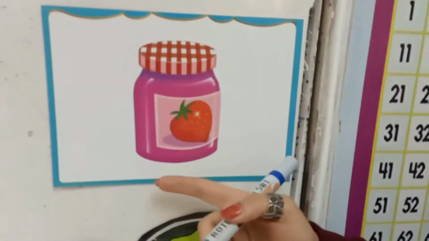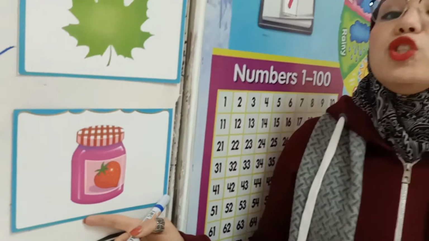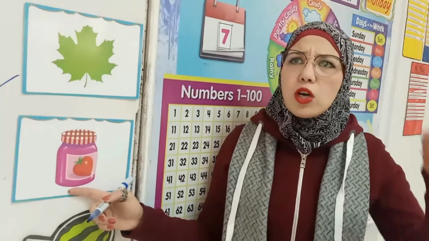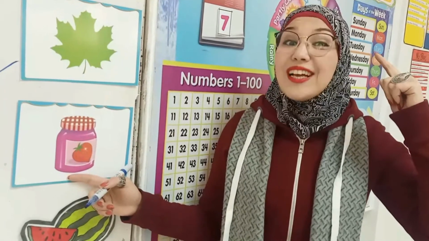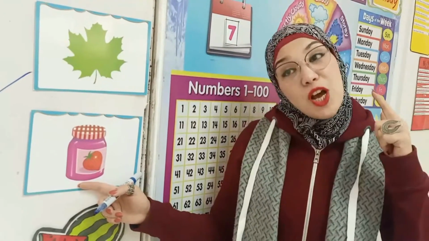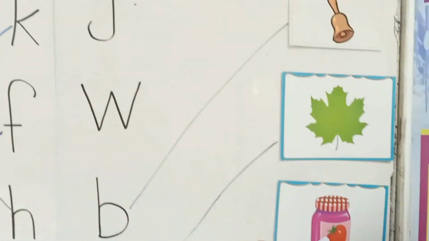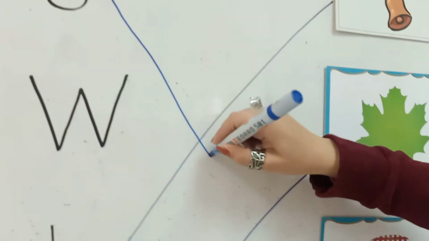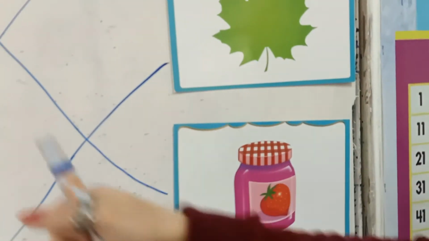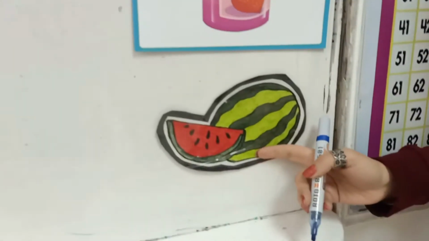Now, what is this? Jam. Jam starts with letter J. Super! J is for jam. J, jam. Where is letter J? Here is letter J. We are going to match J with jam. J is for jam. And now, what is this?